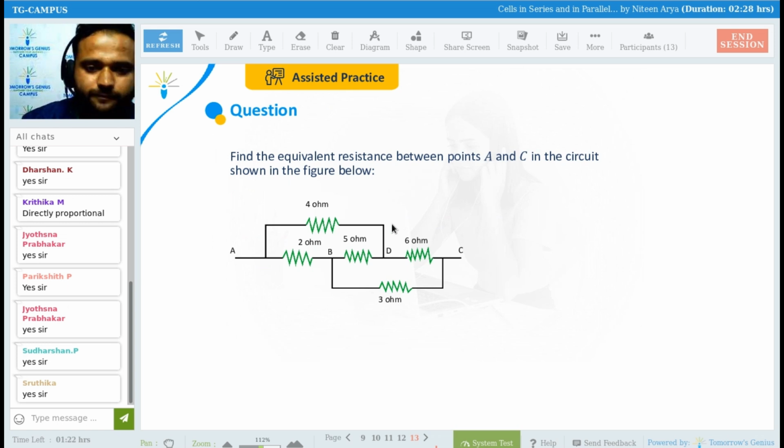Good. Do this question, it is very easy. Find the equivalent resistance between points A and C in the circuit in the figure below. It is the exact same thing I already told you, I even gave it as an example with the same numbers. So it is a very easy question. Do that and tell me the answer. Then we still have a good amount of time.